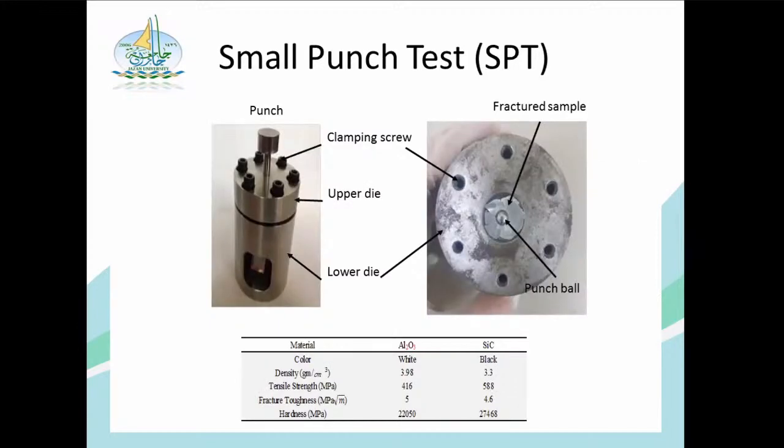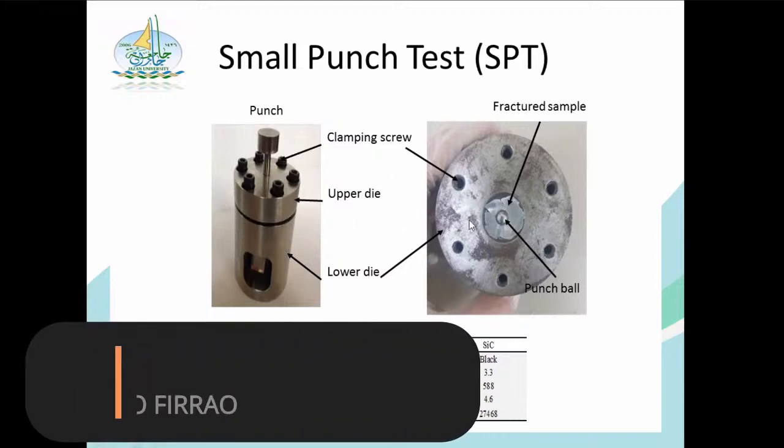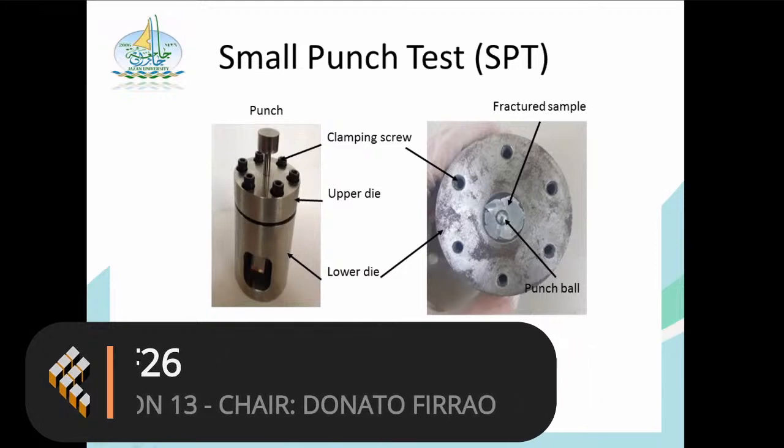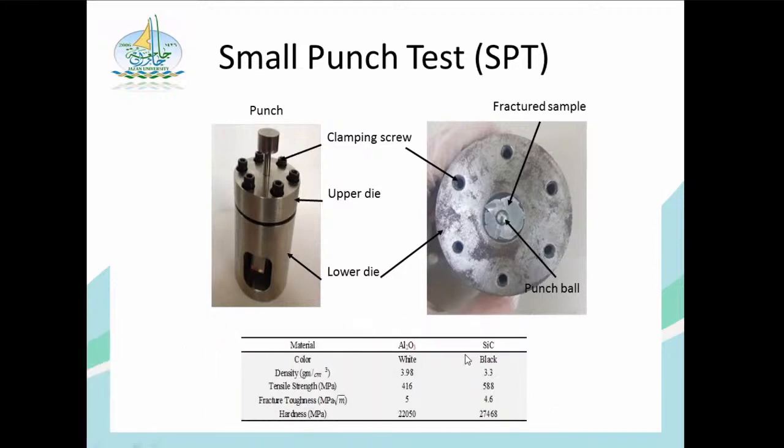Here I'm showing the small punch test fixture that we have manufactured and designed in our lab, which consists of an upper and lower die. The specimen is placed in this hole, and we apply the load from the top. We are also showing some of the fractured epoxy samples. The material that we use is epoxy as the matrix, and we use two different nanoparticles, which are aluminum oxide and silicon carbide.